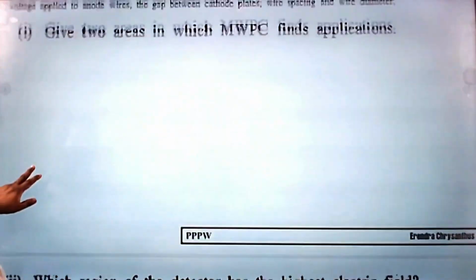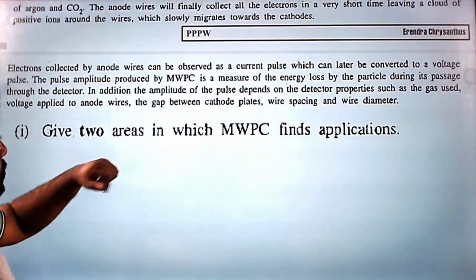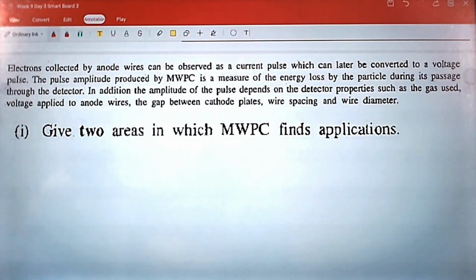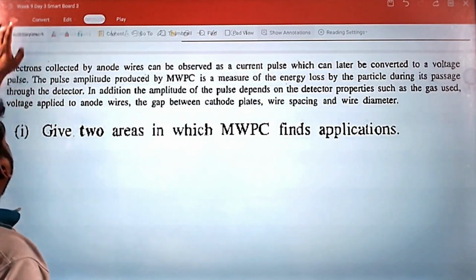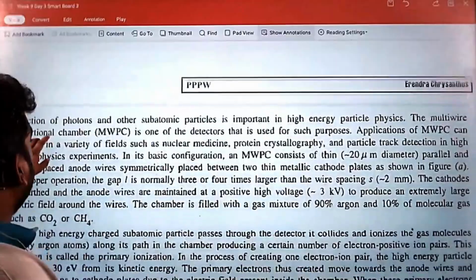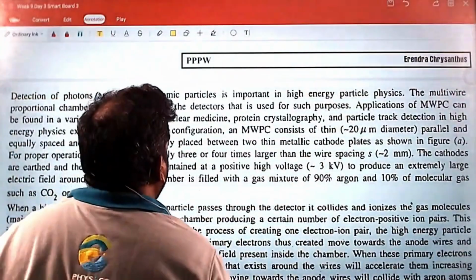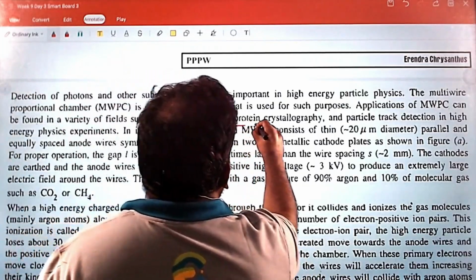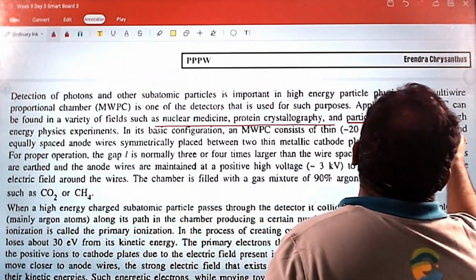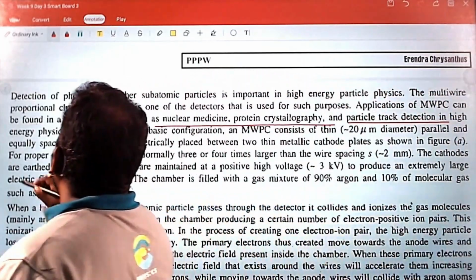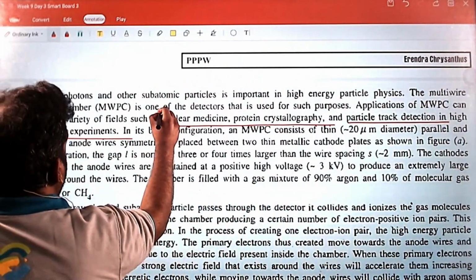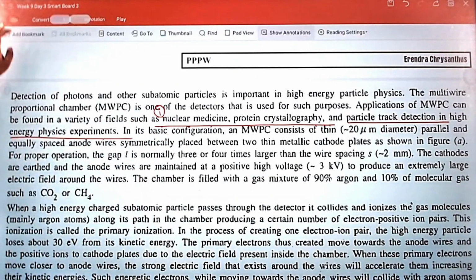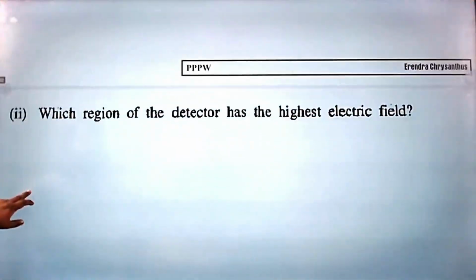I told you, go to the question, find the answers. Give 2 areas in which MWPC finds application. I think they have given you the answer here. I'll underline here: nuclear medicine, protein crystallography, particle track detection in high energy experiments. So this is the answer for Roman number 1. Answer is there.